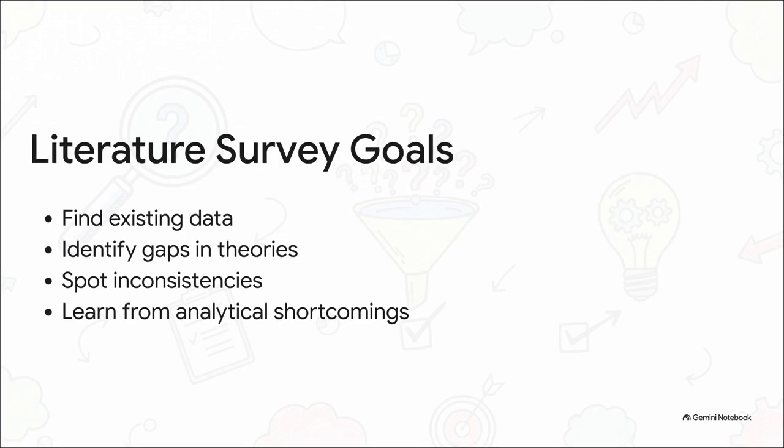Step 3, the literature survey. Now, this isn't just reading for the sake of reading. You have very specific goals here. You're looking for existing data to see if your problem is operational. You're actively hunting for gaps in existing theories or spotting inconsistencies across different studies. But most importantly, you're looking for past analytical shortcomings so you don't end up making the exact same mistakes. This step ensures you are building upward from existing premises rather than just reinventing the wheel.